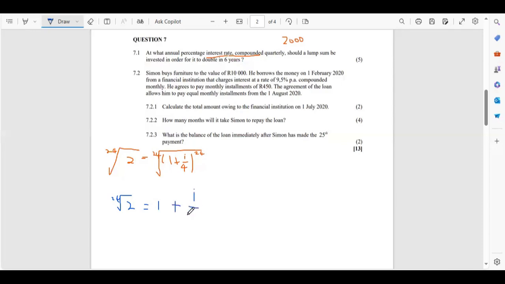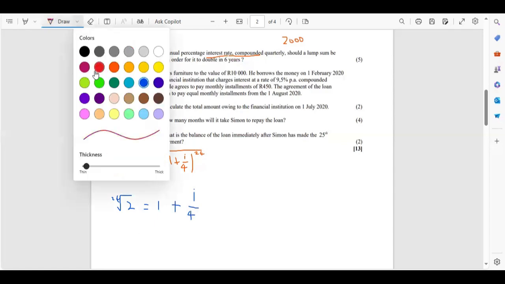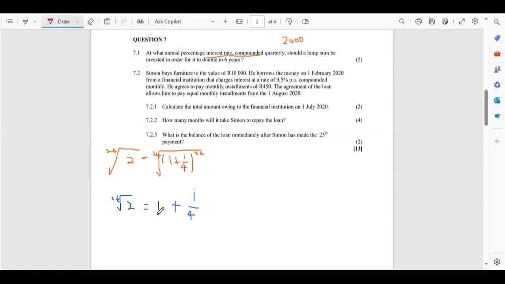All right. Now, next step is that I'm going to take this 1 to the other side, basically transfer this 1 to the other side, and it will become a minus, right? So let me just do that.